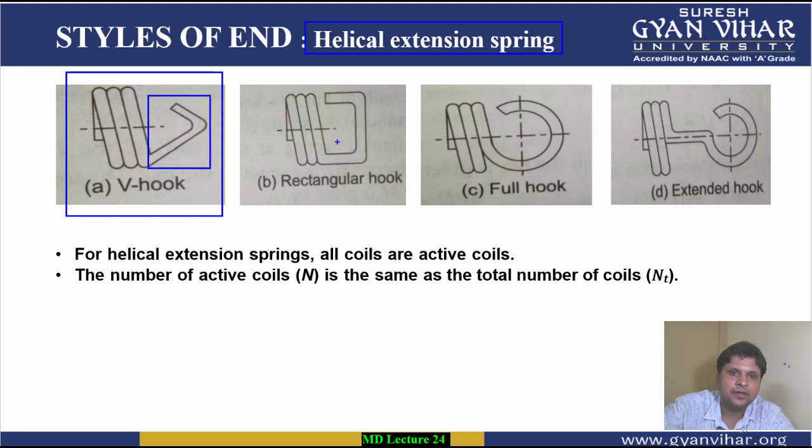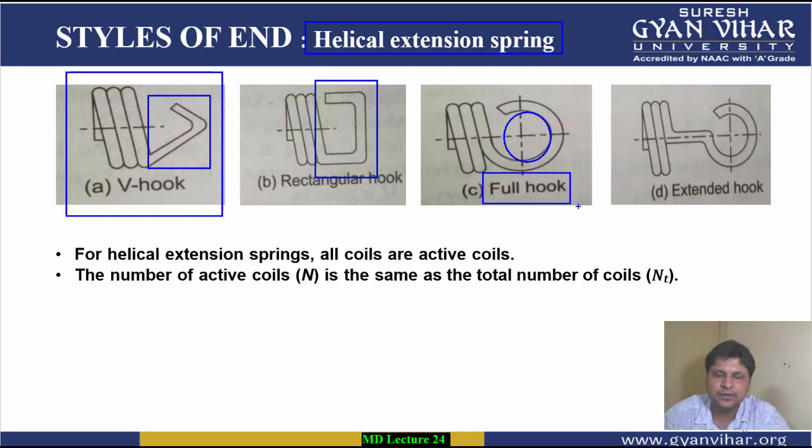Then you can also see a rectangular type of hook. The ends of the extension springs are made in the form of a rectangular hook. Then somewhere you can also see a circular hook. Circular hooks are known as the full hook, complete hook. You would have seen this. Generally in maximum cases we see a full hook.